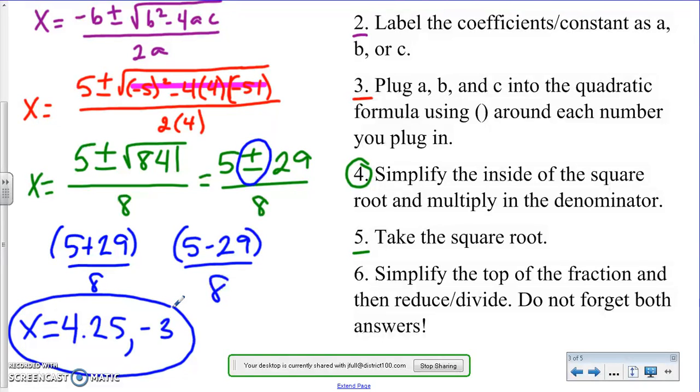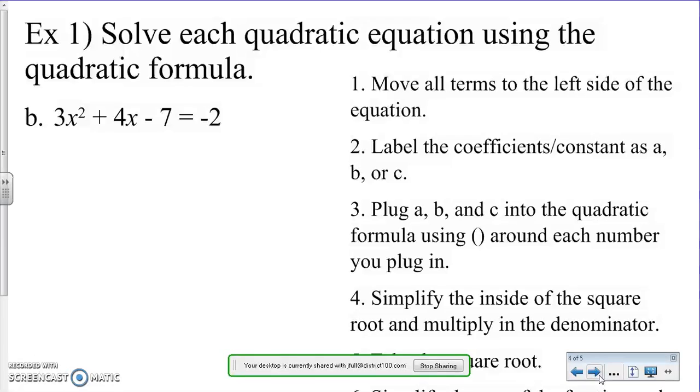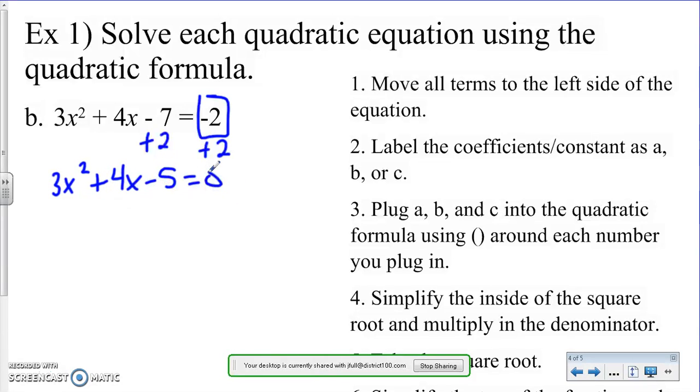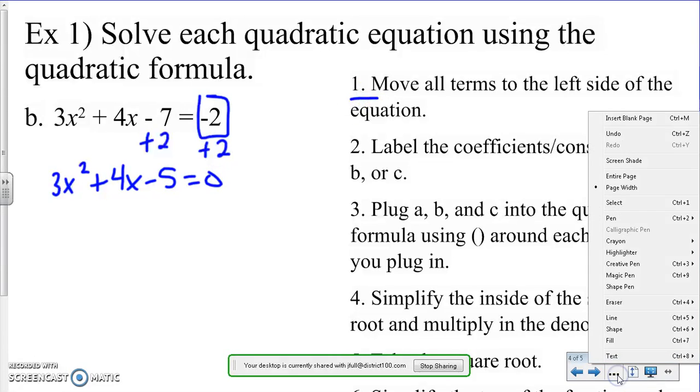Let's do one more together. For the next one, notice this time that we have this minus 2 on the right side. We need to move that to the other side. So I'm going to do plus 2 on both sides first. So I have 3x squared plus 4x minus 5 equals 0. So that's my first step. Second step is to label your coefficients a, b, and c.